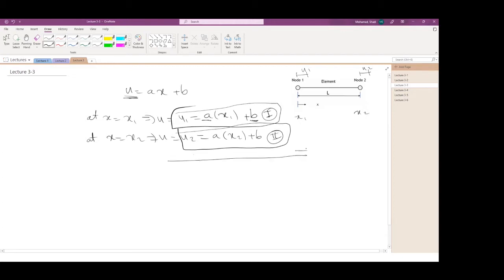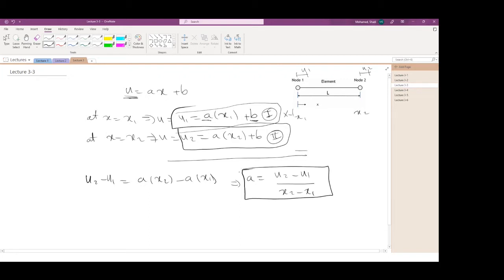The first thing, I can just subtract both equations. So I will have this one multiplied with -1 added to the second equation. I will have U2 minus U1 is equal to A x2 minus A x1. And then I have minus B plus B, which is going to be a 0, so I don't need to write it down. I only have A, and A will be, in this case, U2 minus U1 divided by x2 minus x1. So this is the value of A.